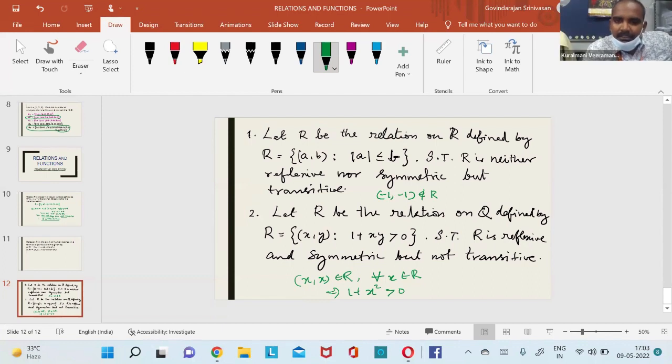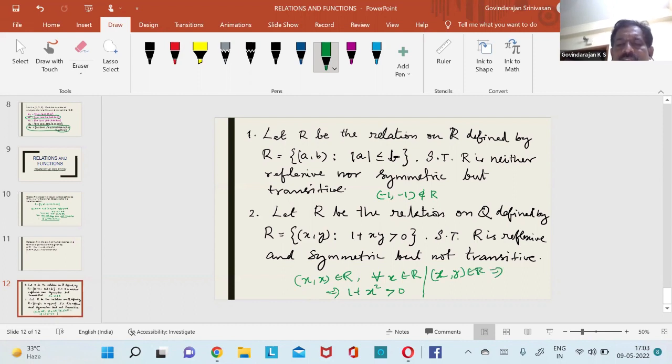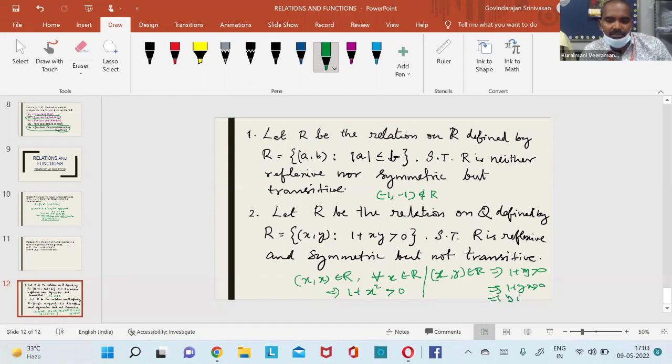And then, what about symmetric? So 1 plus xy. The product is commutative, so we can say that if (x, y) belongs to R, it implies 1 plus xy is greater than 0. This implies 1 plus yx is greater than 0. Therefore, (y, x) belongs to R. Therefore, for every (x, y), it is symmetric, but not transitive.